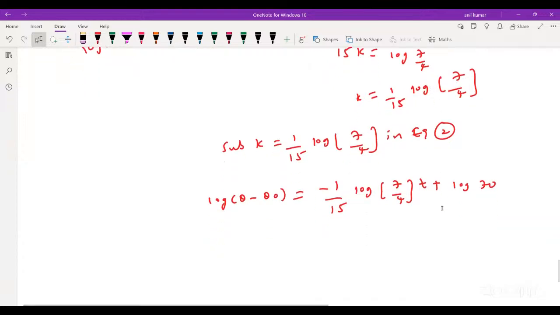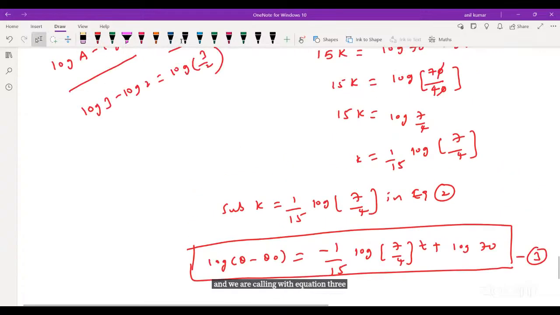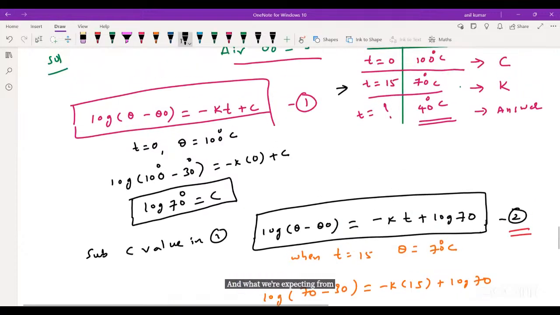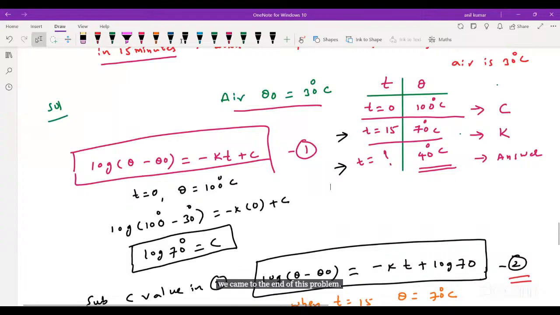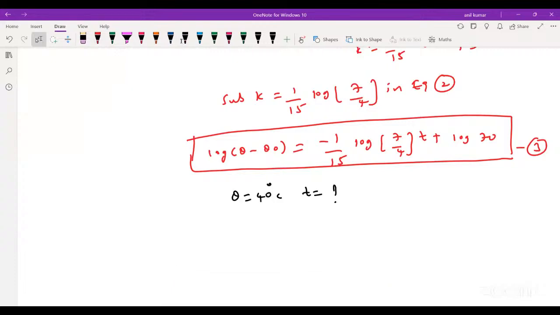Okay. Equation 2 updated, and we are calling it equation 3. And what we are expecting from this question, that is very important. We came to the end of this problem. At what time does the temperature reach 40 degrees centigrade? Anyhow, the surroundings are 30. That is common in all the equations that we are going to substitute.